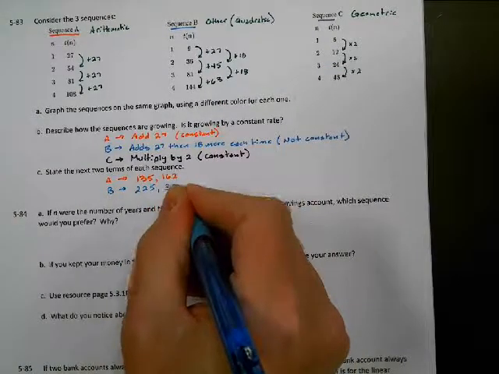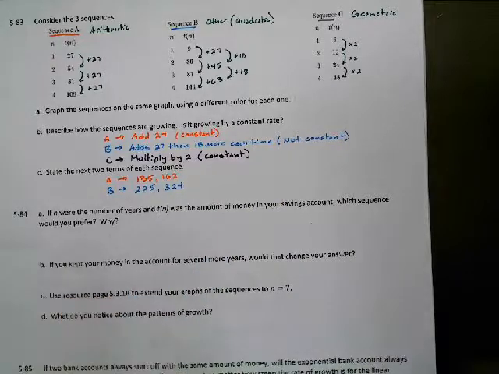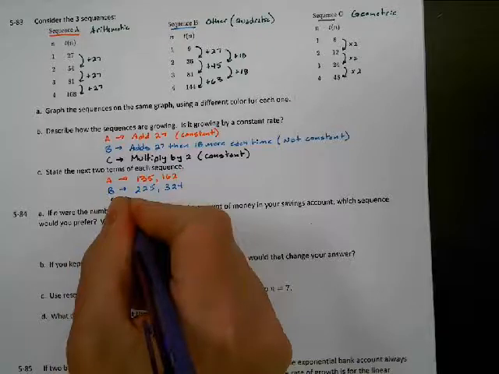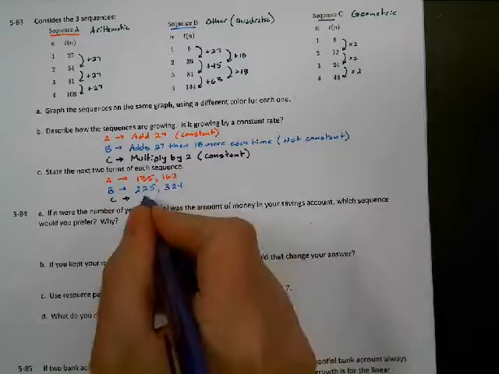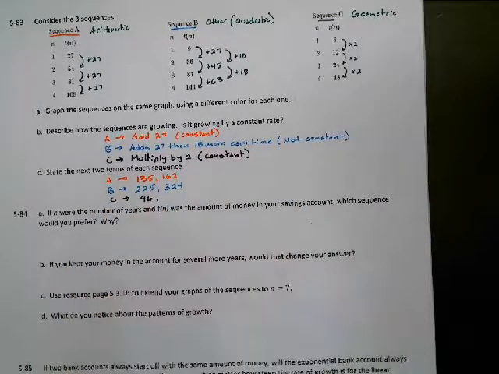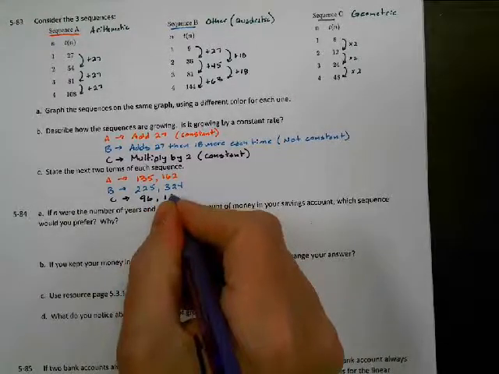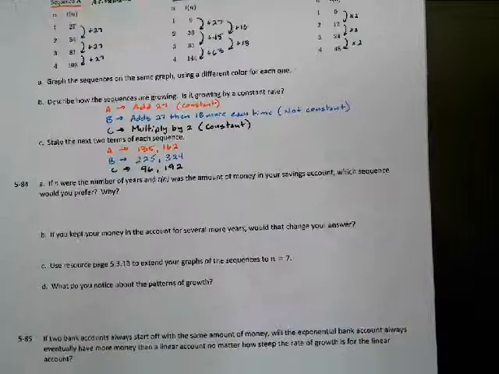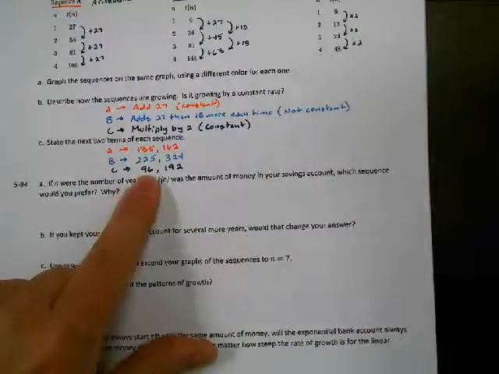For the last one, we're just going to multiply by 2. So 48 times 2 is 96. And then 96 times 2 is 192. All right, there's the next two terms of those sequences. See what happened? C has finally overtaken A.